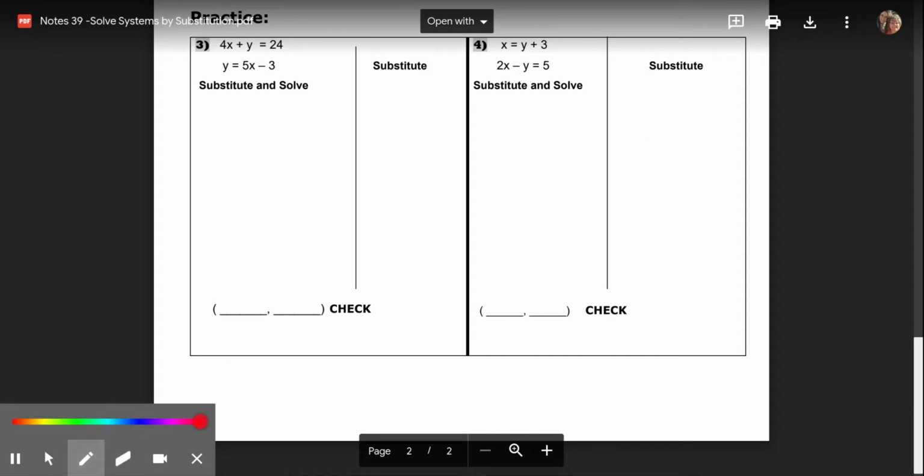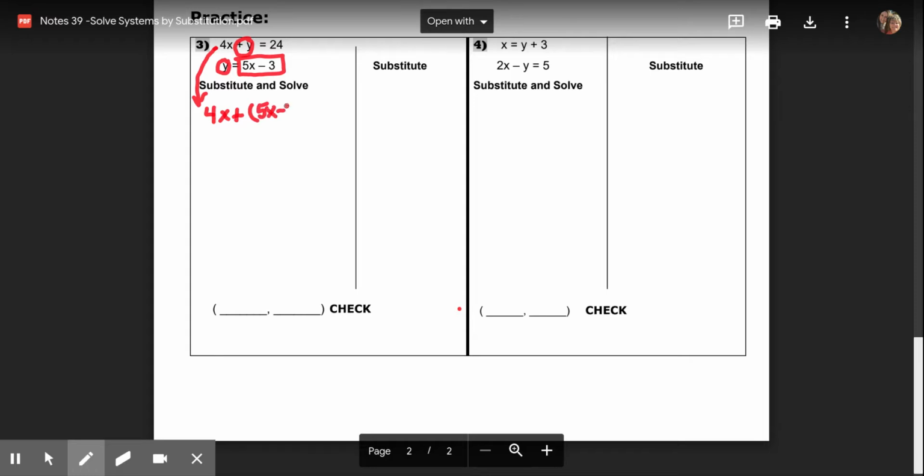So problem 3. We have the y is isolated, so I'm going to circle this here, circle that there, and then I'm going to box this in. So what I'm going to do is take that top equation. I'm going to go 4x plus, in place of y, I'm going to put the expression 5x minus 3. And that equals 24. So this will be 4x plus 5x minus 3 is 24.